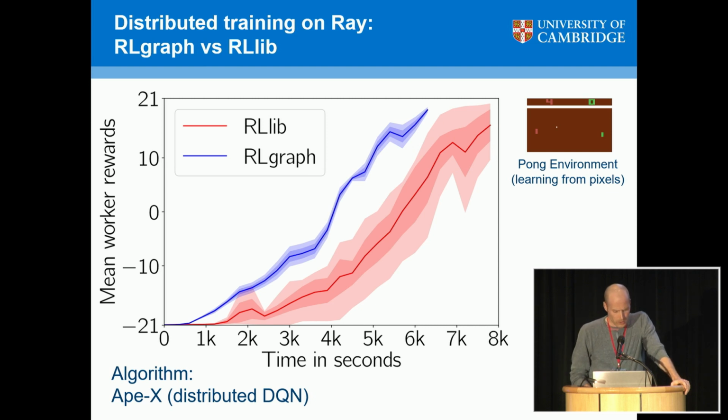You can see here, this is with our Apex algorithm, which is a distributed flavor of the DQN algorithm. Our line is the blue one. You can see that we learned the environment in less than 2 hours using 32 workers and 1 GPU. And we compare this to the backend state-of-the-art reference implementation of Ray RLlib.